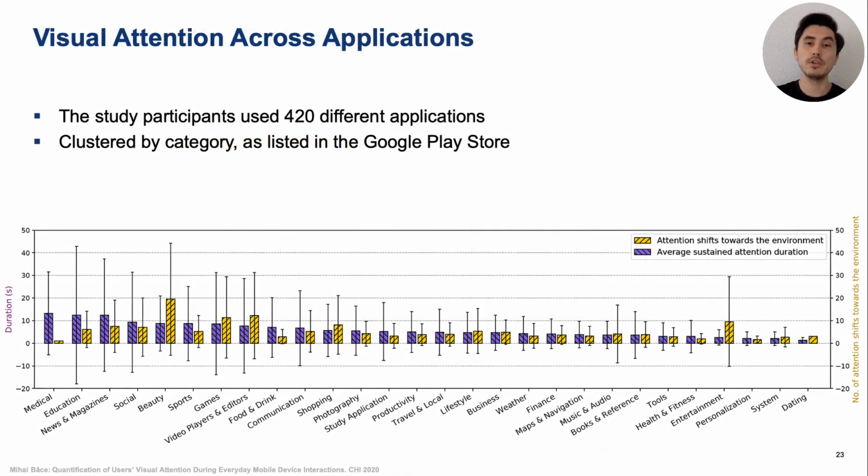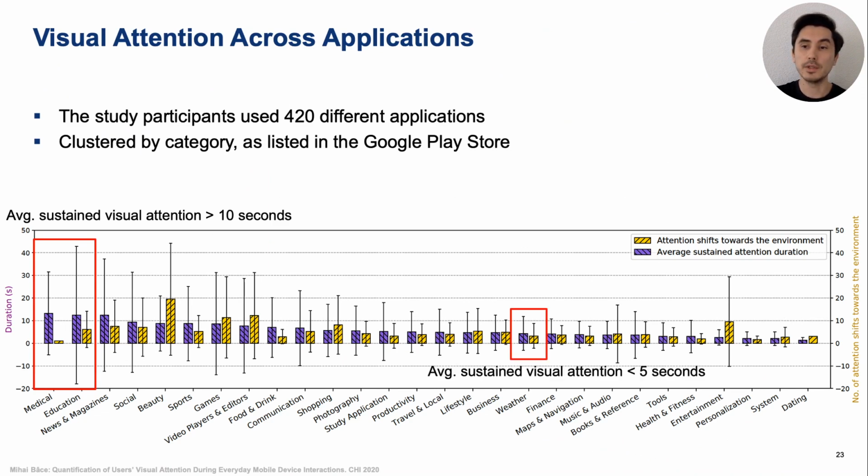We also analyzed visual attention across applications. The participants in our study used over 400 different applications during the weeks of the data collection. We clustered them by category as listed in the Google Play Store. The duration of sustained attention varies according to the application that was being used. The same holds for the number of attention shifts. For example, for the medical or education category, the duration of sustained attention is around 10 seconds. While using a weather app, the attention span was less than 5 seconds.